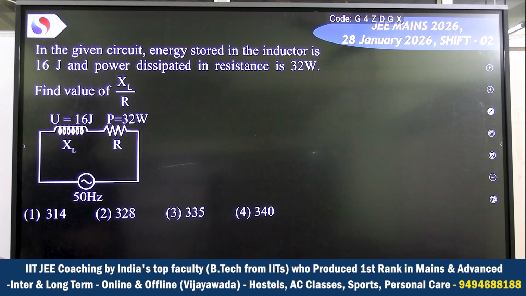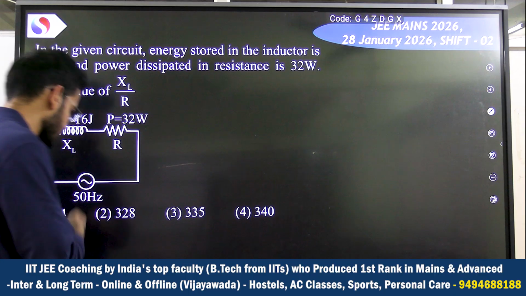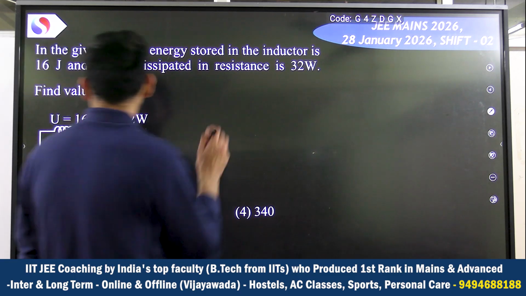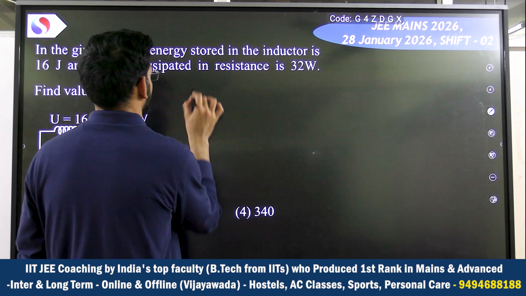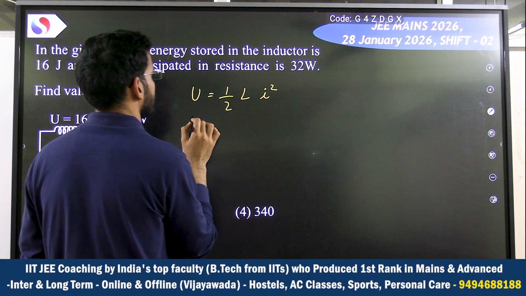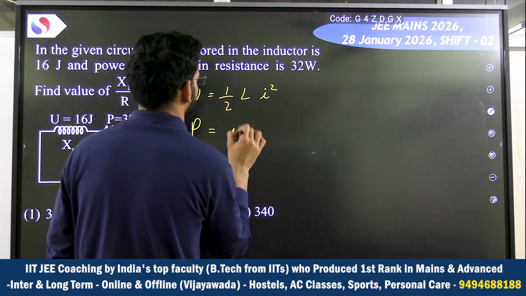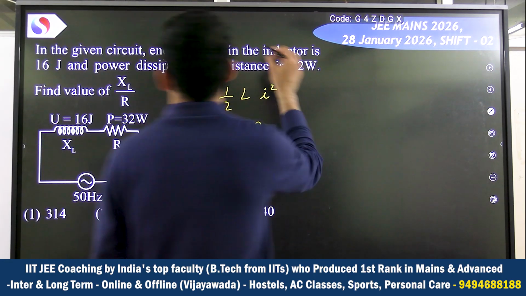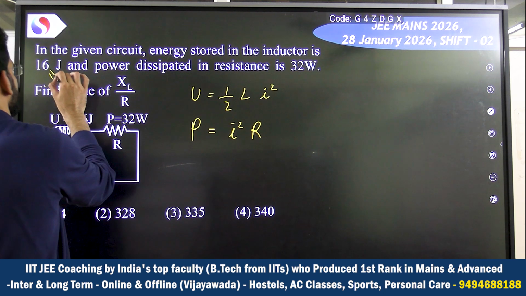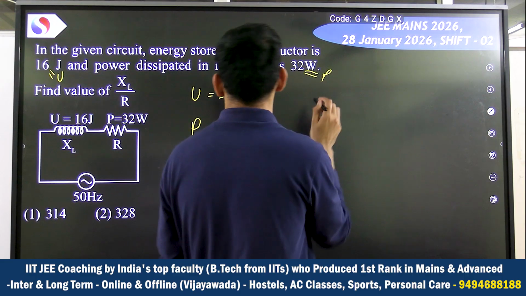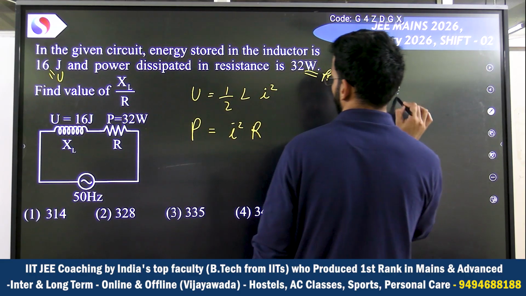Okay. Understand one thing. Omega is given here. Frequency is given. What is he asking? XL by R. Energy in the inductor is nothing but half L i square. And the power is nothing but i square R. So if you divide, where U is the energy given here, and this is the P, what will come? U by P is equal to L by R.